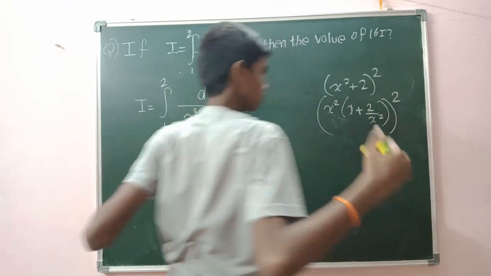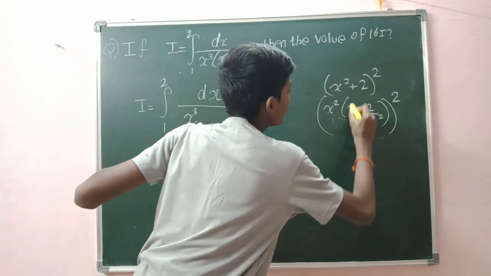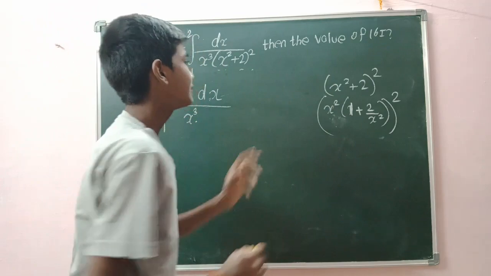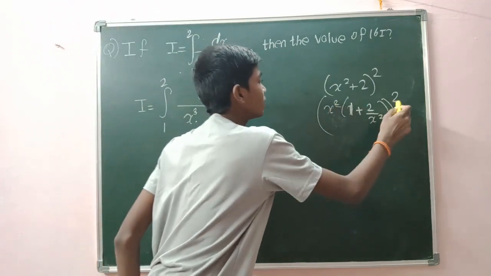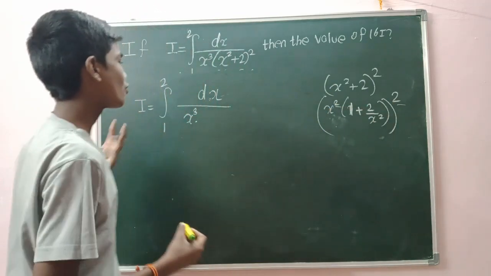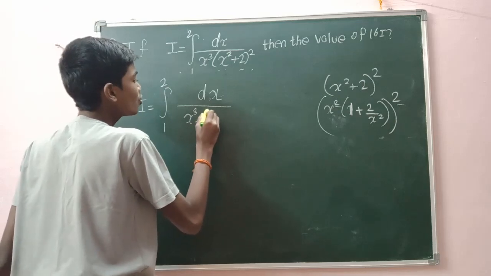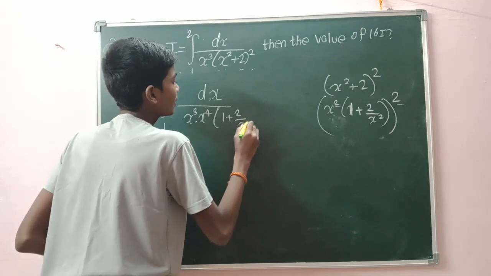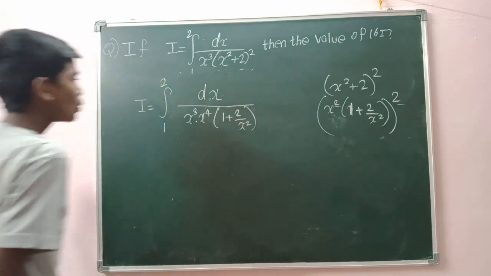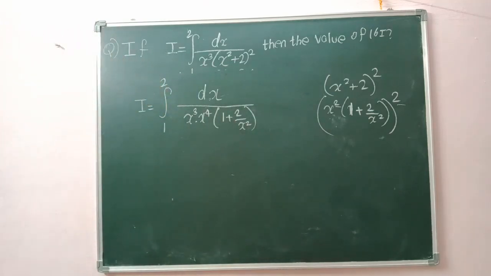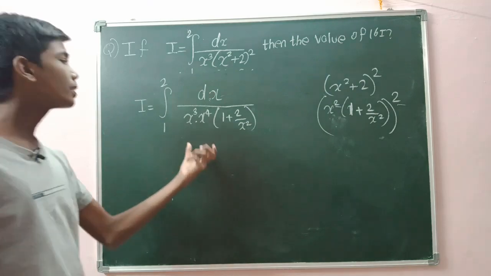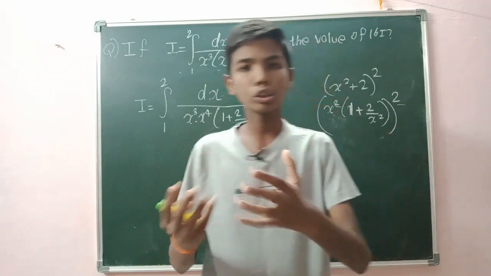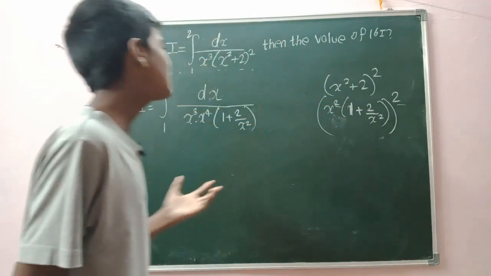Correct now? 1 plus 2 by x square, the whole square. If I take x square common, and it is squared too, hence it will become x to the power 4. Therefore it will become x to the power 4 into (1 plus 2 by x square) whole square. And that is what I was saying, guys. I just took x square common. Therefore it will become x to the power 4 because this is x square, the whole square. And now after this I am going to use the substitution method.